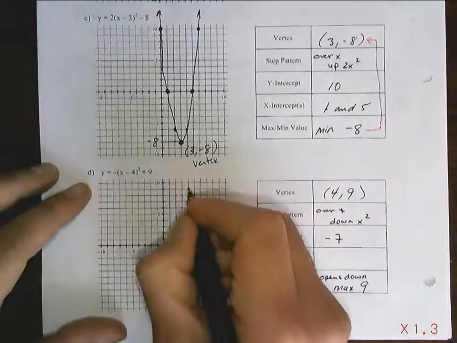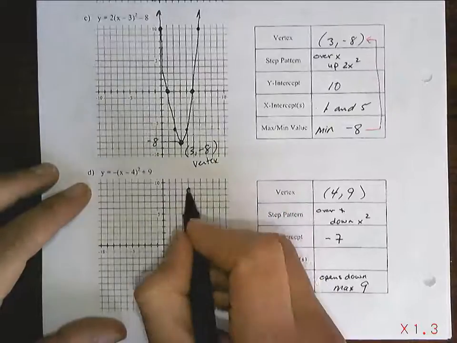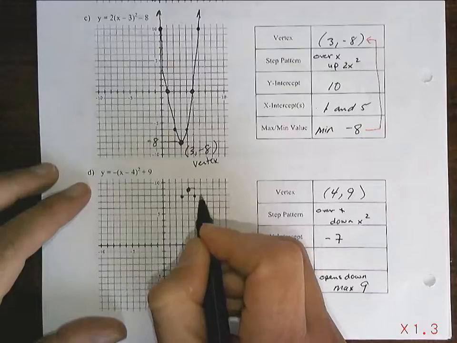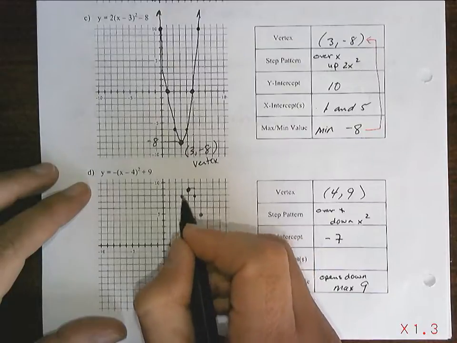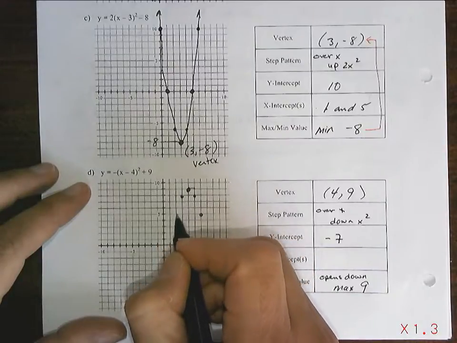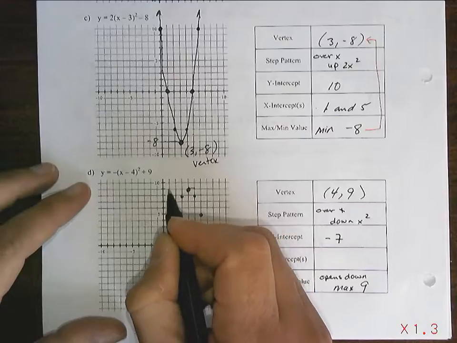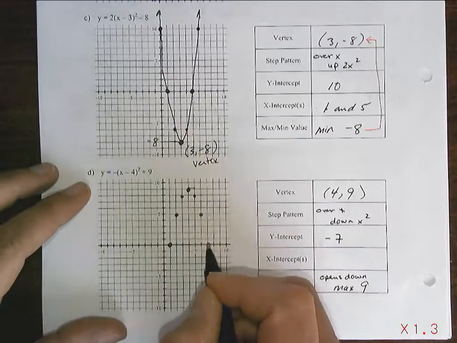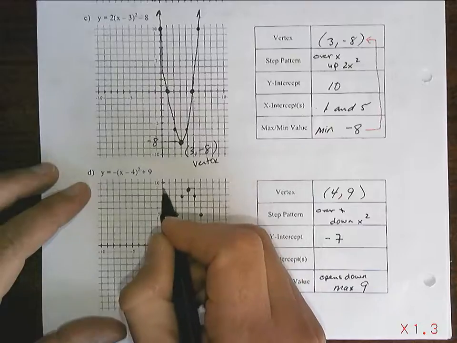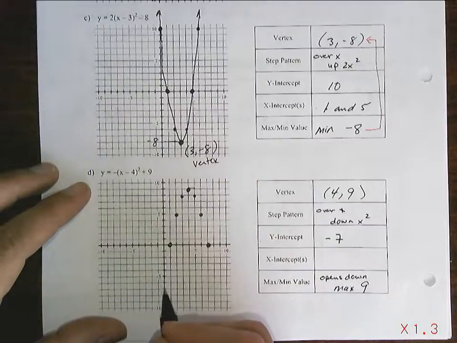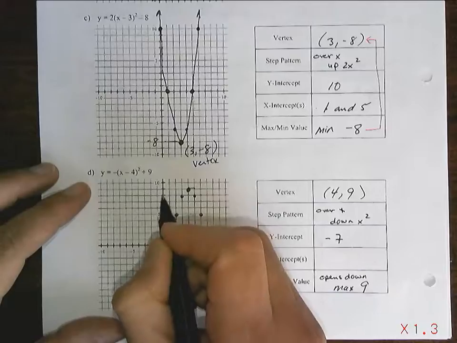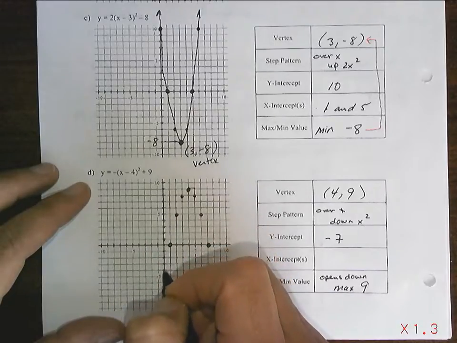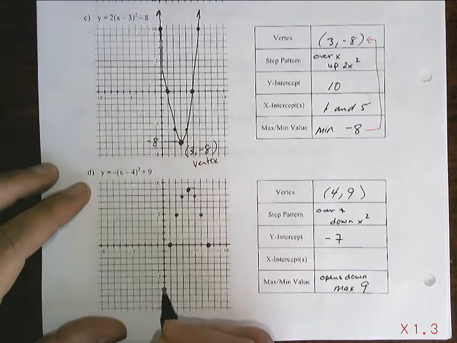Let's graph it. Here's my vertex. Over 1, down 1 squared. Over 2, down 2 squared. Over 3, down 9. Over 4, down 16. I think that's right. I better count. 1, 2, 3, 4, 5, 6, 7, 8, 9, 10, 11, 12, 13, 14, 15, 16. It is.